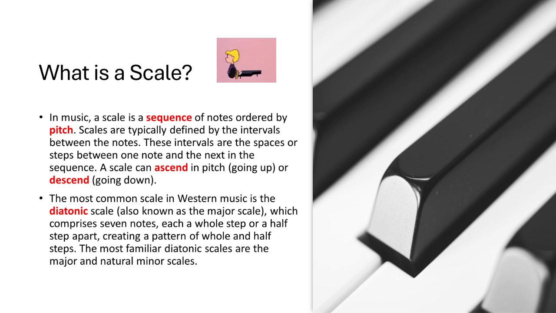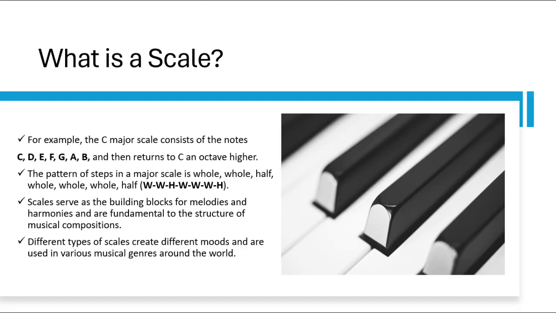A scale can ascend in pitch going up or descend going down. The most common scale in Western music is the diatonic scale, which comprises 7 notes, each a whole step or a half step apart, creating a pattern of whole and half steps. The most familiar diatonic scales are the major and natural minor scales. For example, the C major scale consists of the notes C, D, E, F, G, A, B, and then returns to C, an octave higher. The pattern of steps on a major scale is whole, whole, half, whole, whole, whole, half.